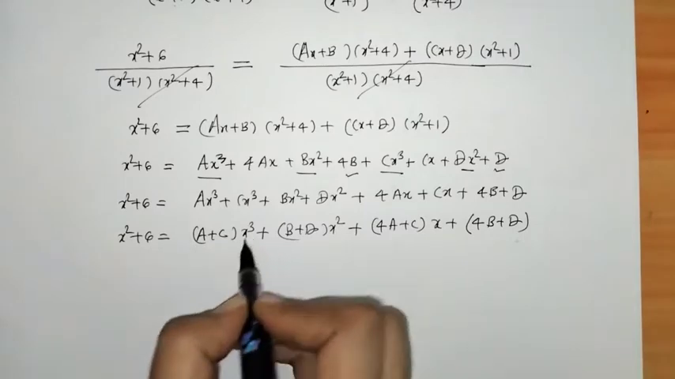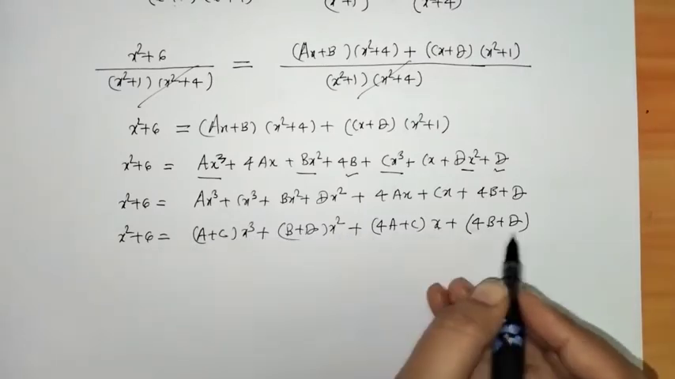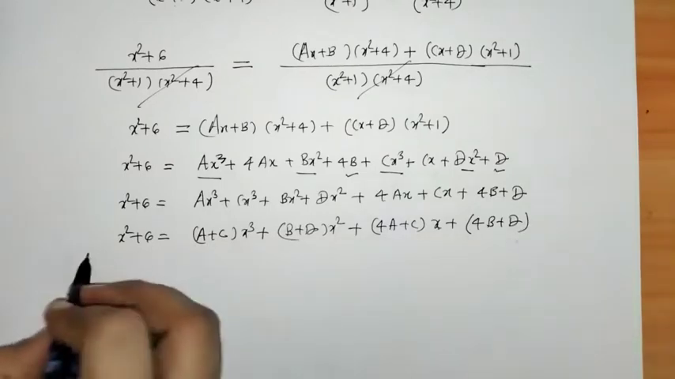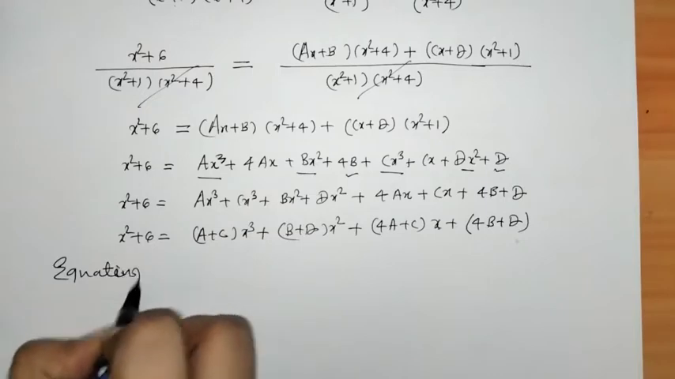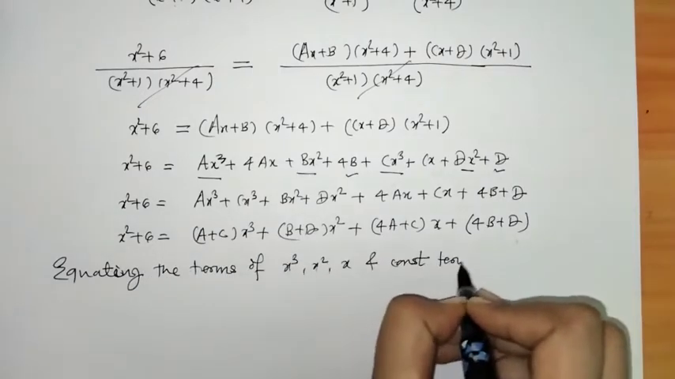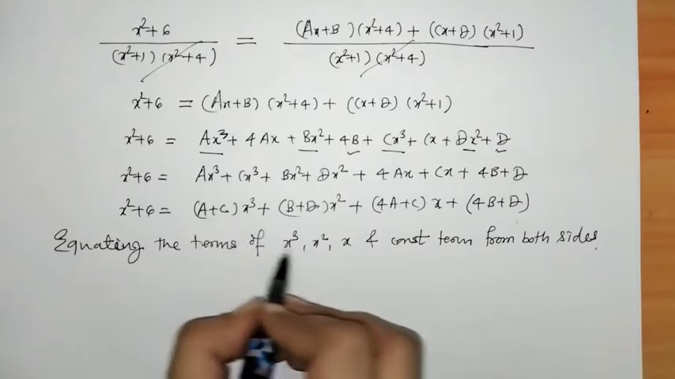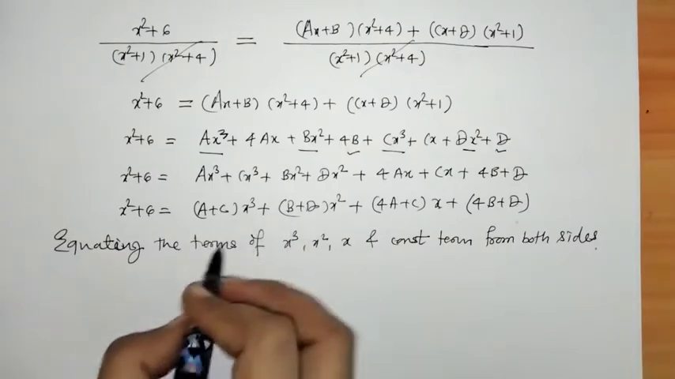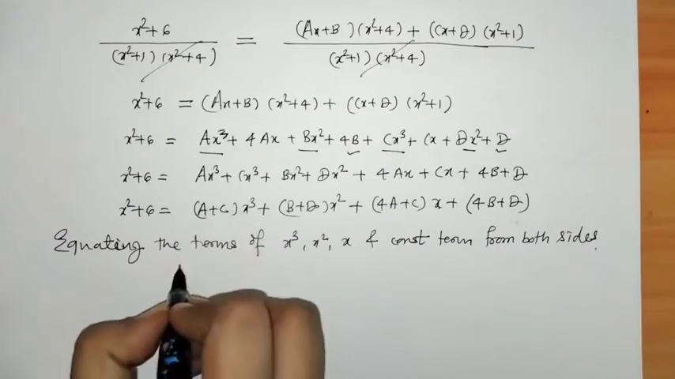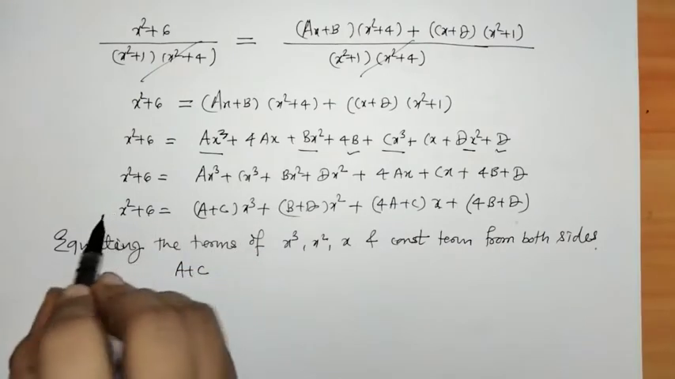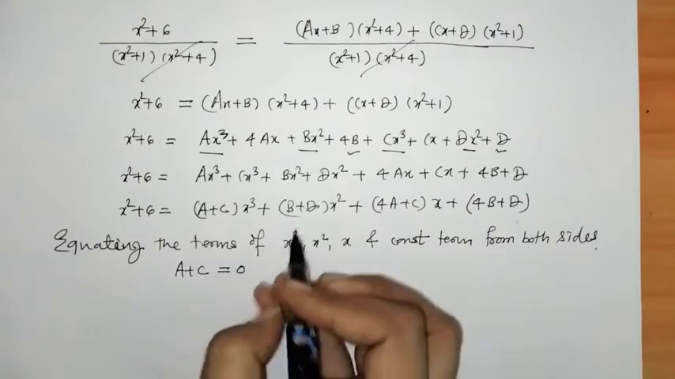Here we can collect the terms of x cube, x square, x and the constant term. So for this we have to equate them. By equating the terms of x cube, the coefficient of x cube is a plus c, right? And here we don't have a term of x cube. So we have a plus c is equal to 0.